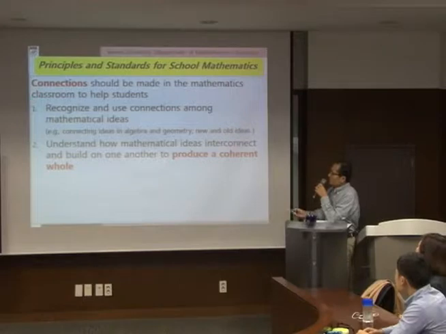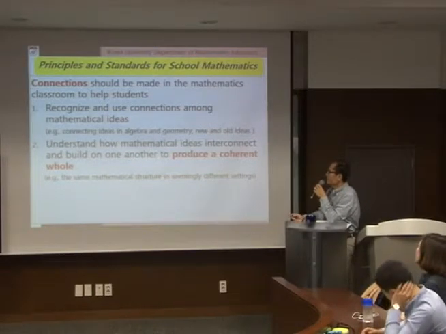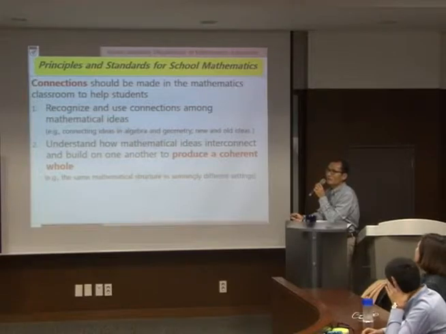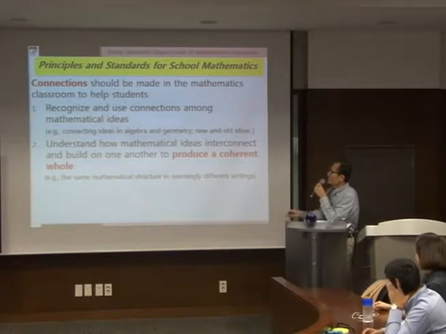In the second stage, understand how mathematical ideas interconnect and build on one another to produce a coherent whole. The coherent whole should be the meaning. The meaning of that should be the same mathematical structure in a different setting, right? I emphasize. So therefore, as you can see in the category of connection, you can see different kinds of structure.